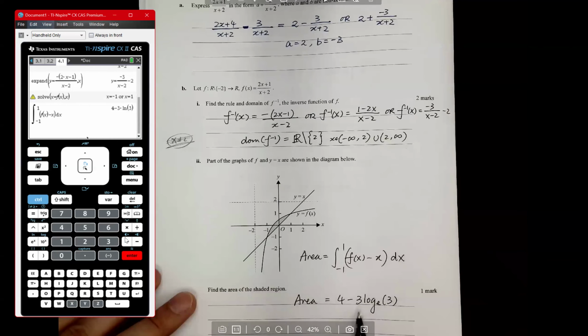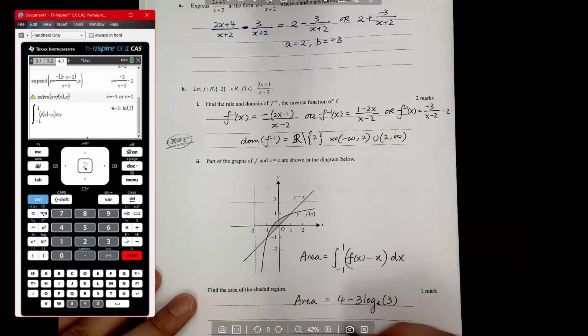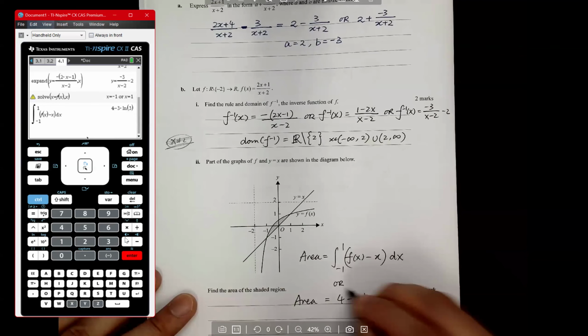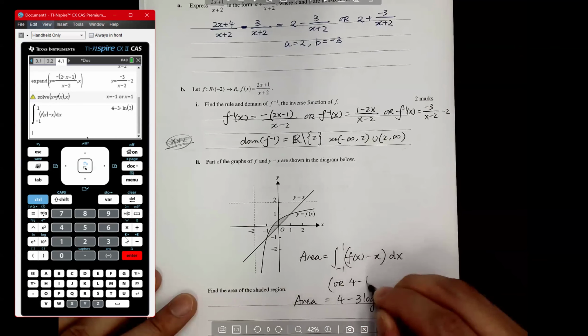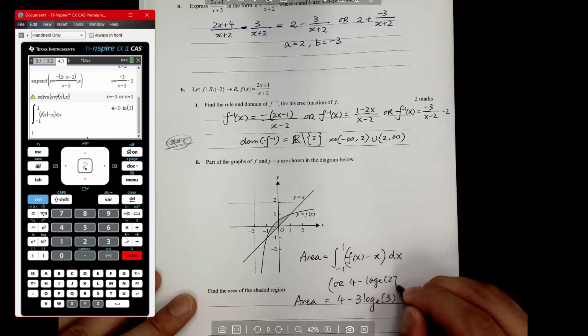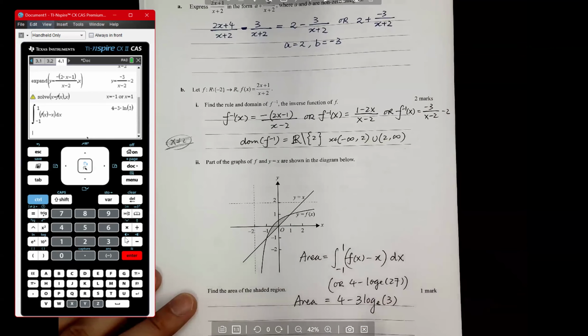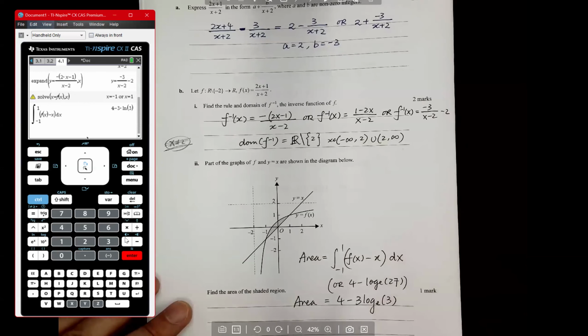You can write 3 ln 3, but make sure you put a bracket here. Or let's say, you might say 4 minus log_e 27. You don't want to go overboard. Just carefully enter the equation and write down one version of the correct answer. That's it, okay? Or some students might say log_e of e to the power 4 divided by 27, etc. But it has to be correct anyway.